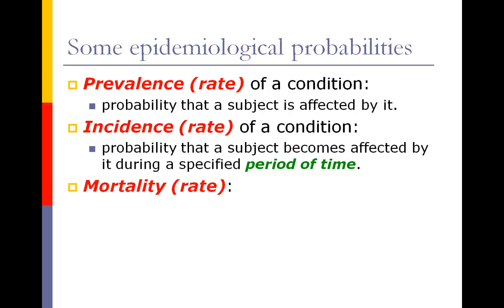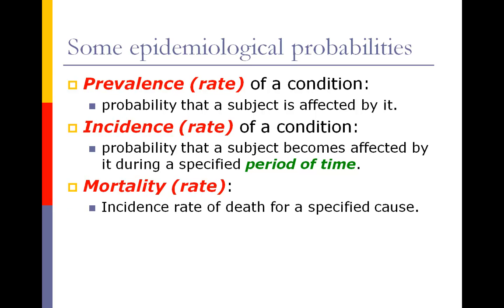Related to both of these is the concept of mortality rate. This is a little bit more specific in that it is really the incidence rate, which means per year usually, but more generally during a period of time, and it's the incidence rate of death for a specified cause. So we're going to talk about the mortality rate for some kinds of cancers. That means, again, what is the probability that people will die of cancer during a certain year. All of these probabilities, being probabilities, are numbers between 0 and 1.